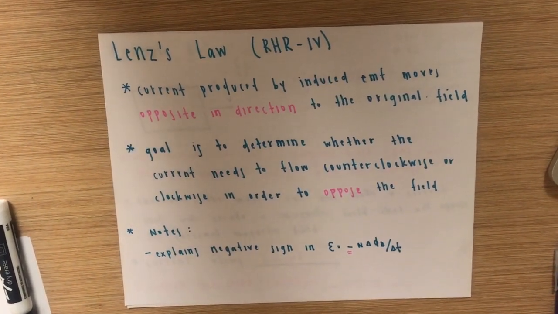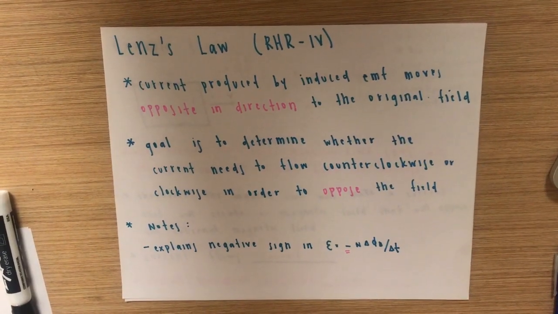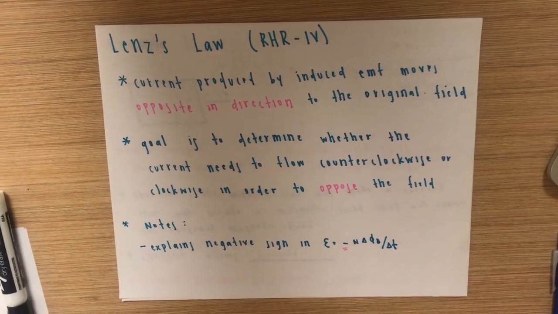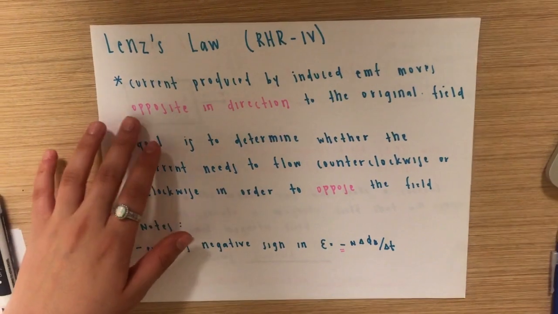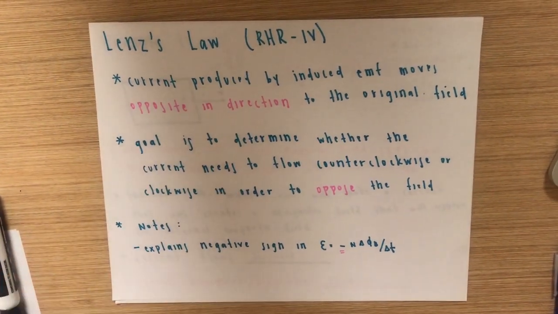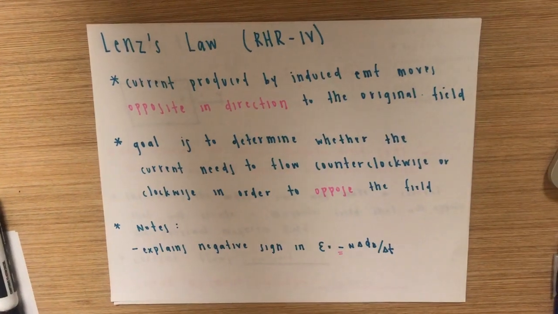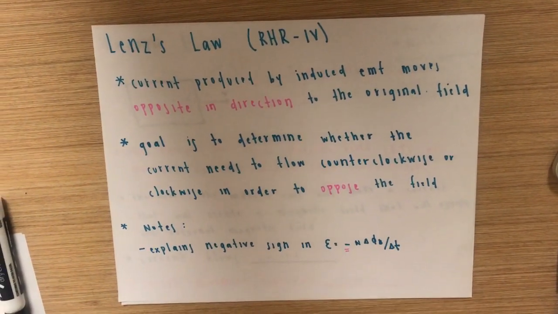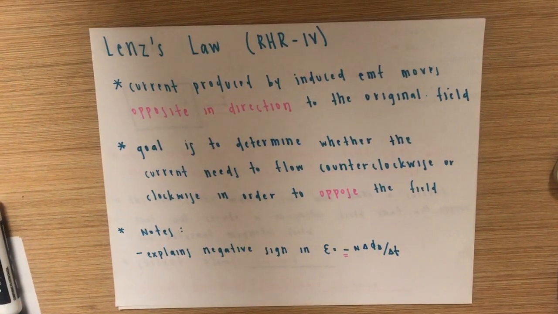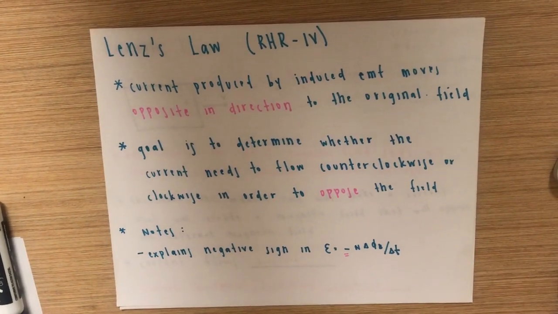I will be reviewing Lenz's law, or right-hand rule number 4. Today I'm just going to start off by going over definition-type things in OneNote, and then we'll go into two larger examples that will hopefully help better your understanding of this right-hand rule.